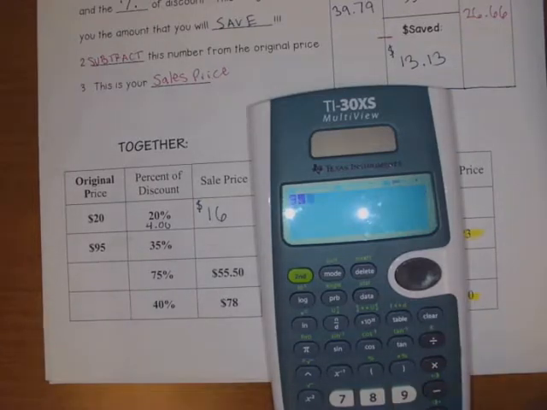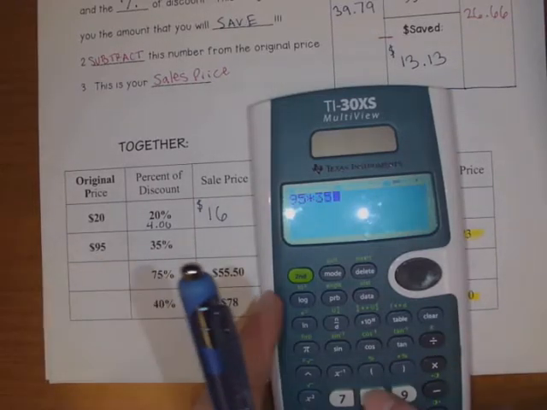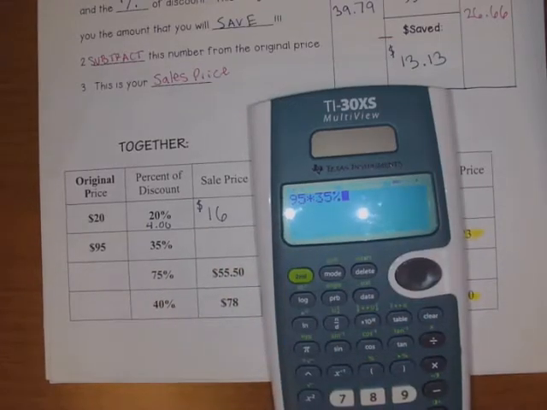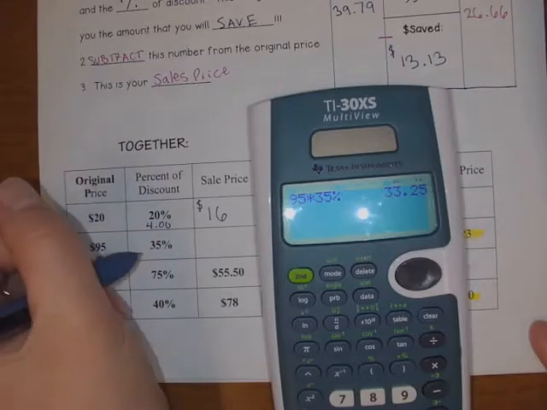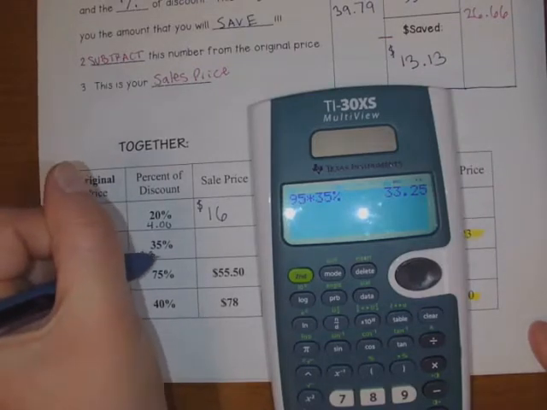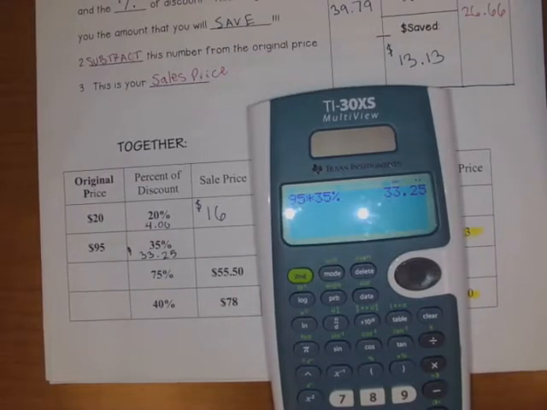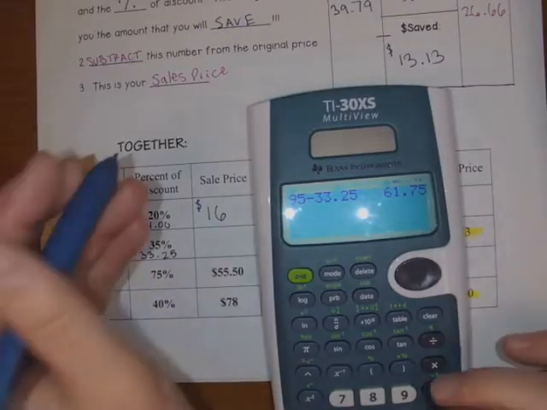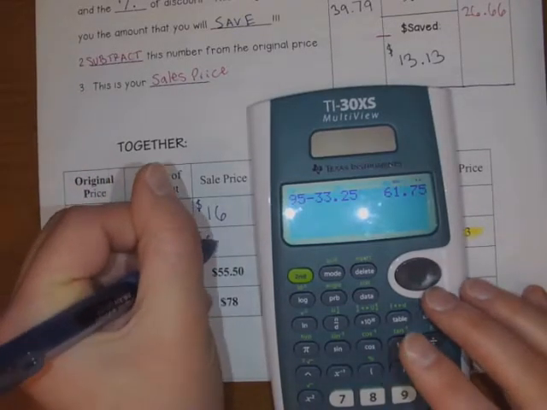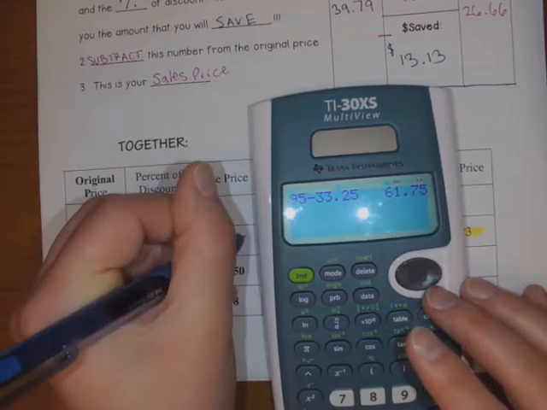Now you have $95 times 35% off. Maybe it's a t-shirt and it's 35% off. So that's going to be $33.25 that you're saving. And so if it costs $95 and you're saving $33.25, you're going to pay $61.75.